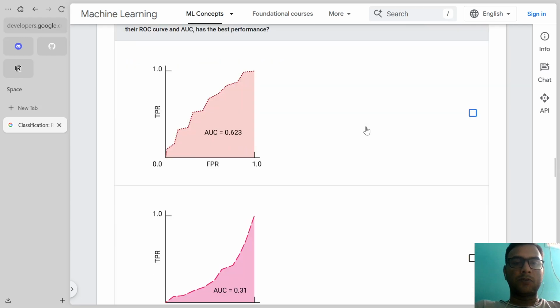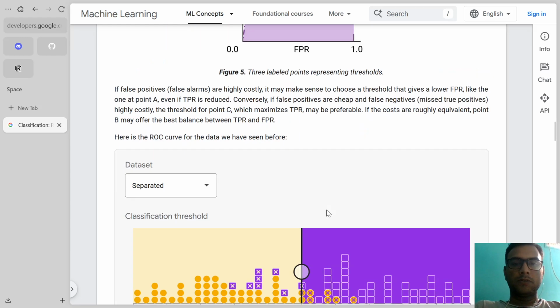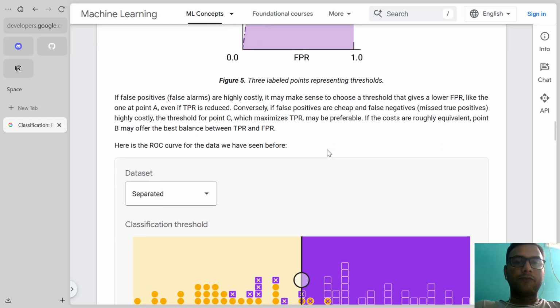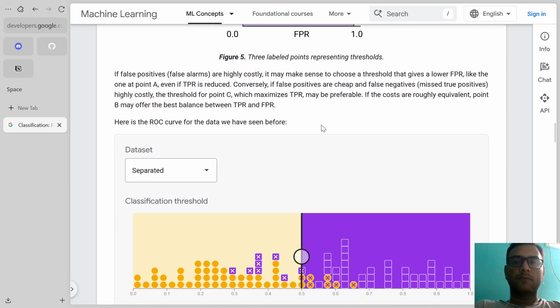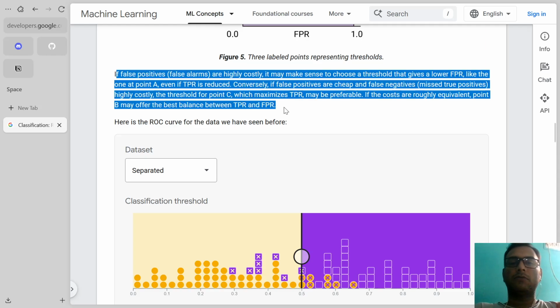Okay, anything else that we want to see? And also, if false alarms are highly costly, it may make sense to choose a threshold that gives a lower FPR, even if TPR is reduced. So it only explains which point we choose, because in some scenarios false alarms are costly, and in some scenarios false alarms are cheap. Now, what is a false positive? What does it mean, costly and cheap?